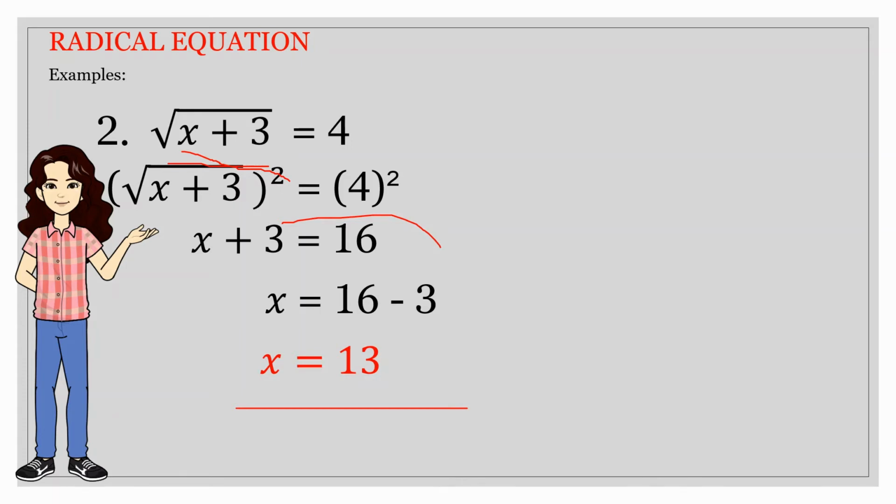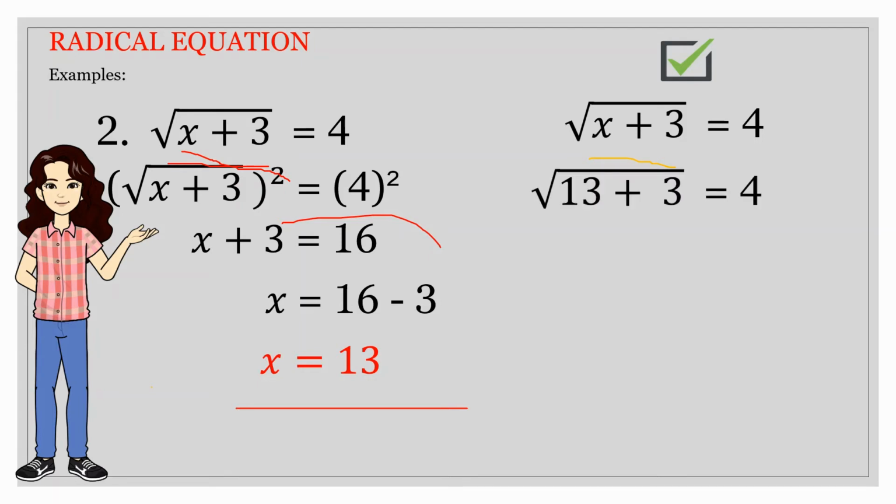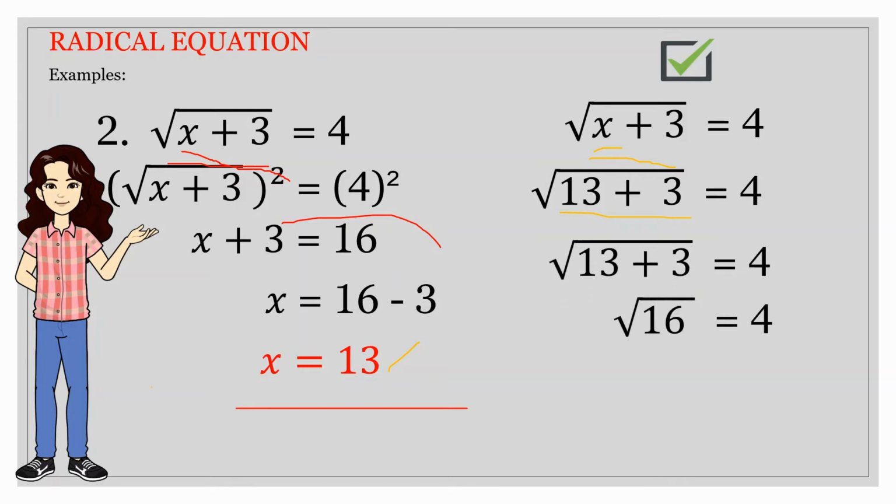Then after that, let us check. Okay, given equation is the square root of x plus 3 is equal to 4. Substitute the value of x, and that is 13. So it becomes 13 plus 3. So 13 plus 3 is equal to 16. So the square root of 16 is equal to 4. Then square root of 16 is 4, is equal to 4, and that is correct. So our value of x now is correct.